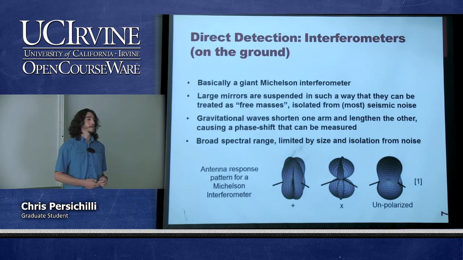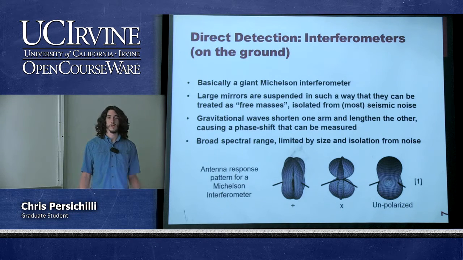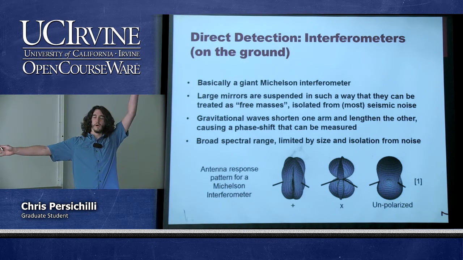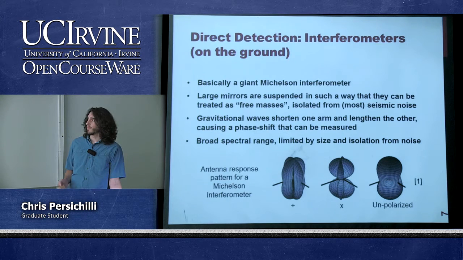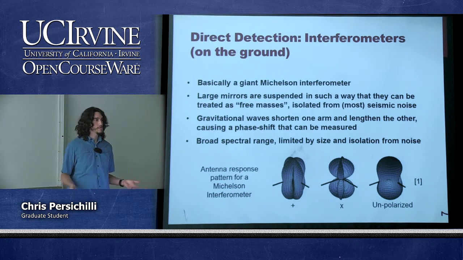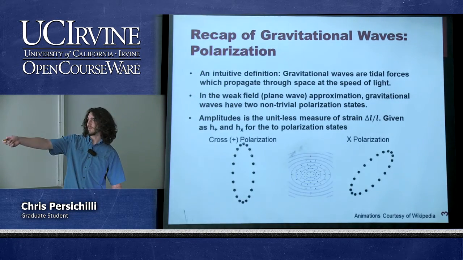And then the other main type of direct detector is the interferometer. Basically, the diagram here is just a big Michelson interferometer. You have two arms at right angles, and you try to measure a phase difference between light propagating in each of those arms. You suspend large mirrors at each end. They act like the free masses, so they essentially behave like these test masses here.